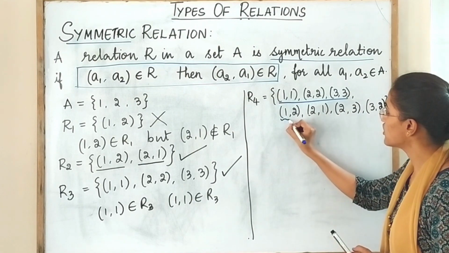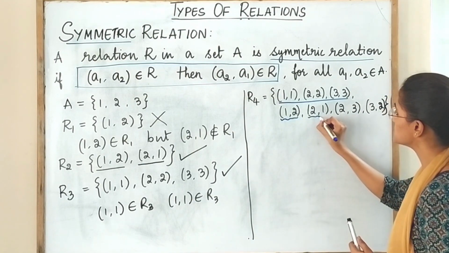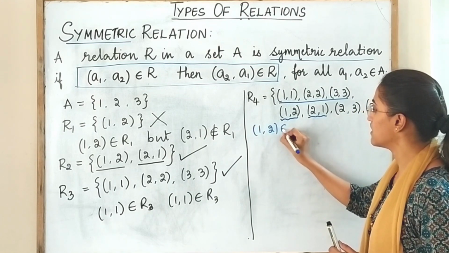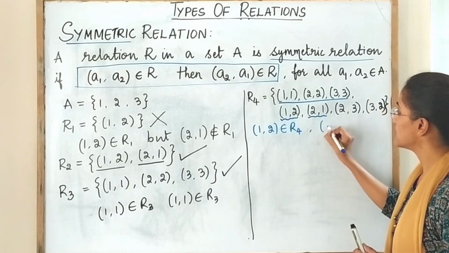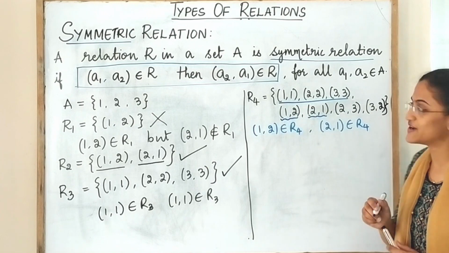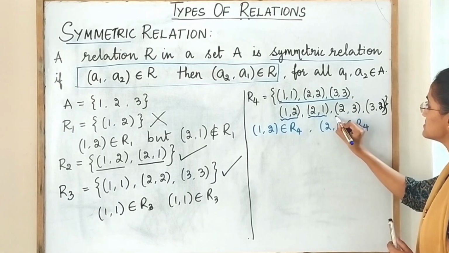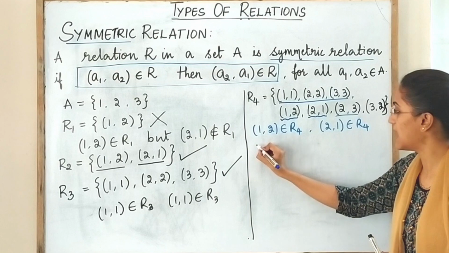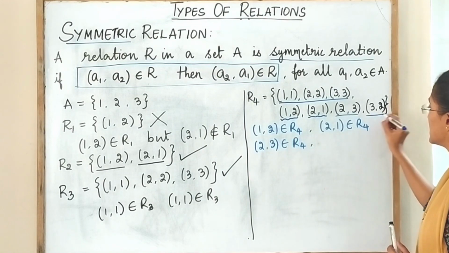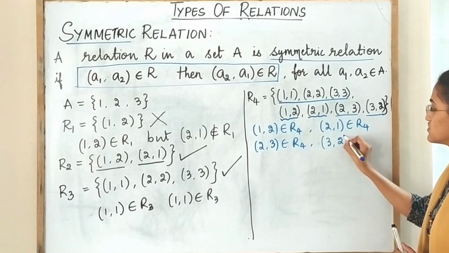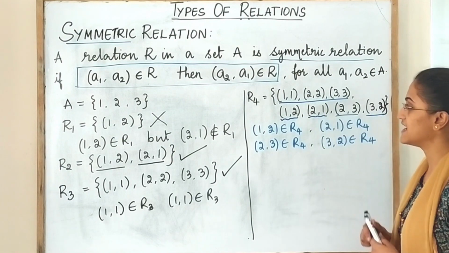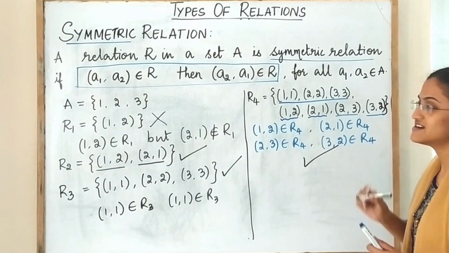If you are taking (1, 2), the reverse ordered pair, that is (2, 1), is also present in R4. (1, 2) belongs to R4 and (2, 1) also belongs to R4. No problem with these two elements. Look at the next two elements. (2, 3) belongs to R4, and also you can notice that (3, 2) also belongs to R4, and hence you can conclude that even this relation is a symmetric relation.